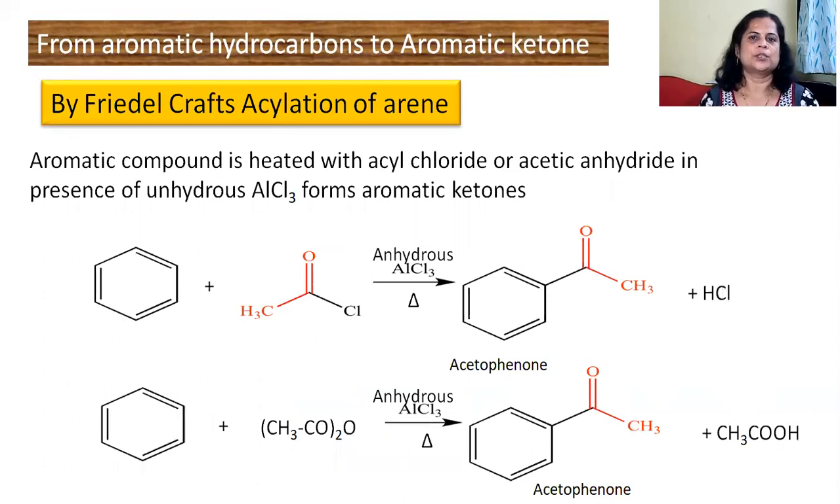Next reaction is for the preparation of aromatic ketones. For the preparation of aromatic ketone, we are using the Friedel-Crafts acylation reaction. Friedel-Crafts acylation means we introduce an acyl group, RC=OCl, the acyl group, into the aromatic compound benzene. So we get a structure which is an aromatic ketone.